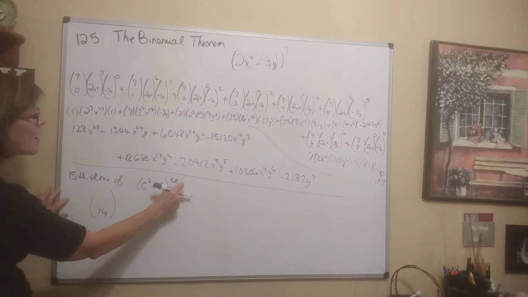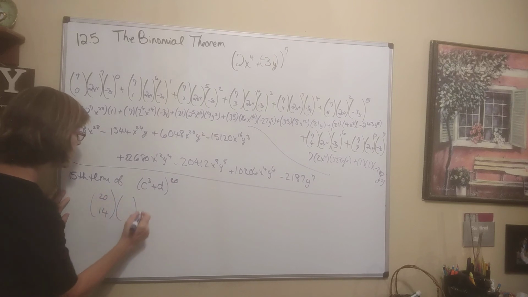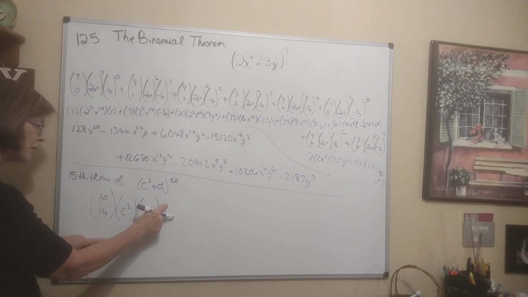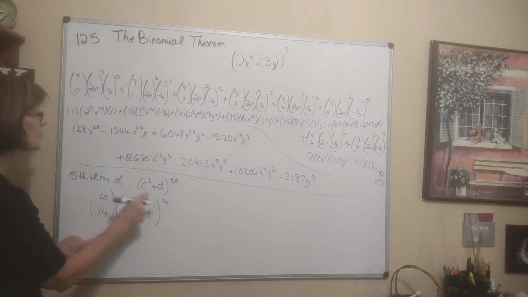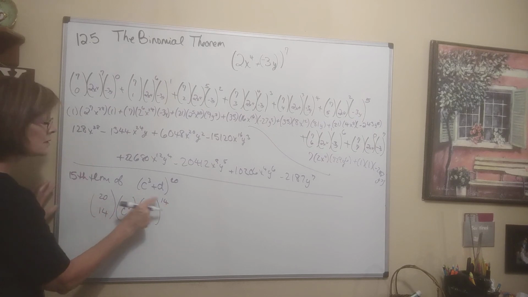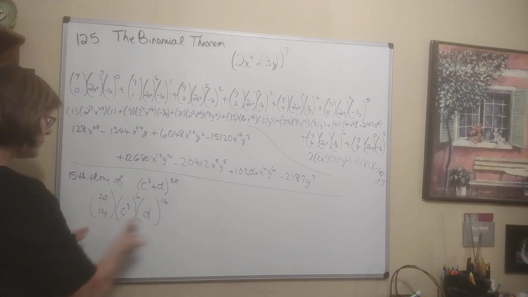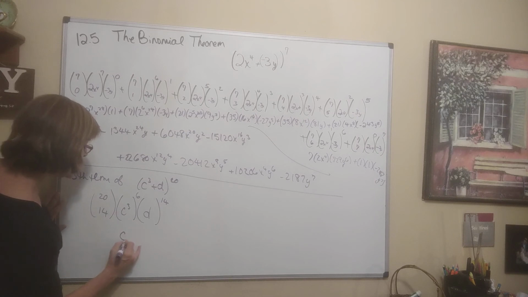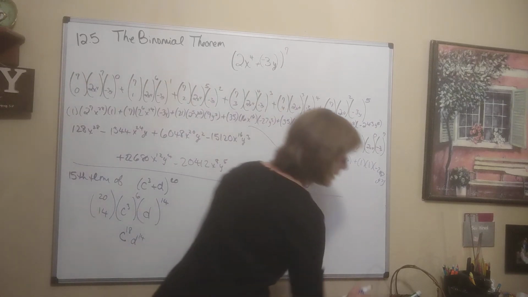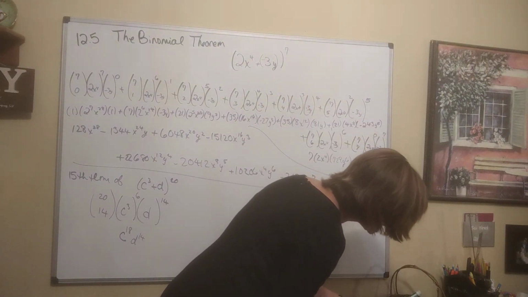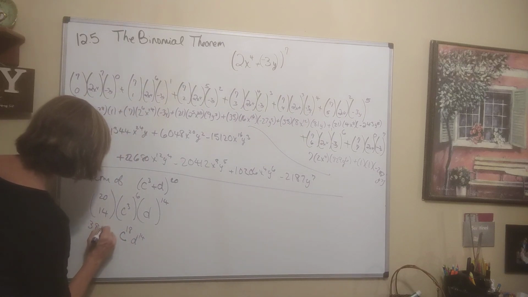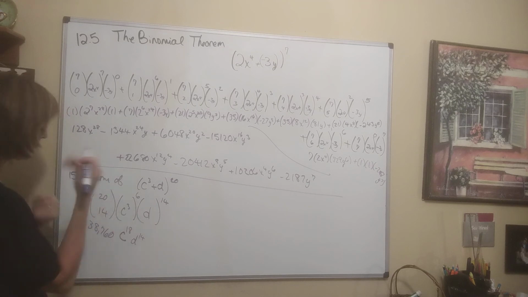What is the top number going to be? It's always going to be 20. Then you have the first term raised to a power, c to the third, and the second term raised to a power. The second term is always raised to the bottom number, 14. To figure out what the first is raised to, this plus this has to always equal n, which is 20. So 14 plus 6 gives us 20. This is going to be c, 3 times 6 is 18, d to the 14. Let's figure out this number using our calculator. 20 choose 14, we get 38,760. And so this is the 15th term.